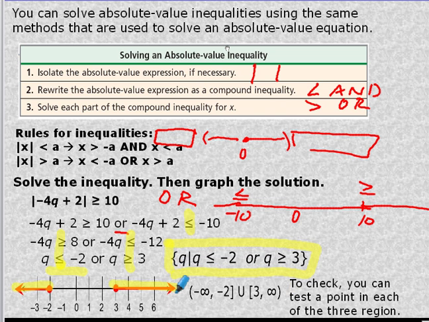And to check, you can test a point in each region, each of the 3 regions. So if I picked 0 and plugged it in, negative 4 times 0 is 0, plus 2 is 2. Is 2 greater than or equal to 10? It's not. And notice it's not part of the solution region. If I picked a point here or here and plugged it in, I should get a true inequality. So even if you don't do it for homework, on a test it's a good idea to check.